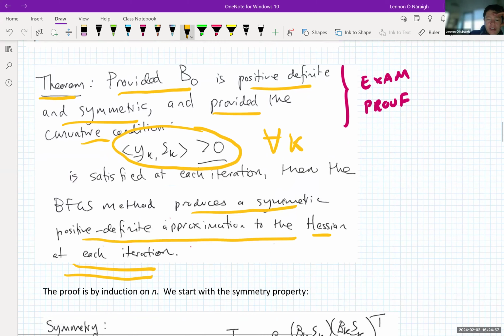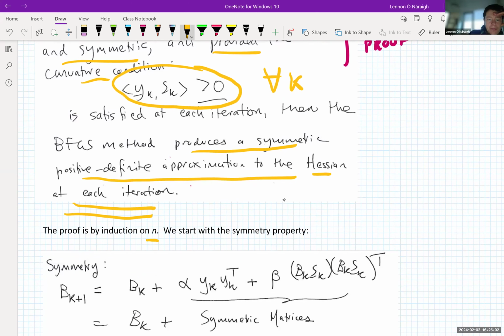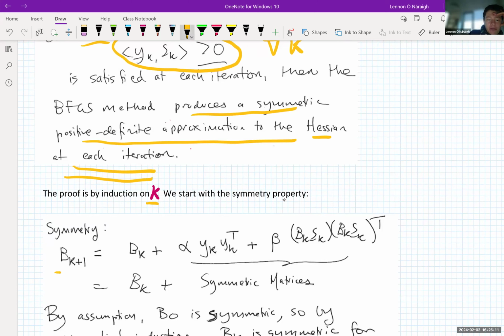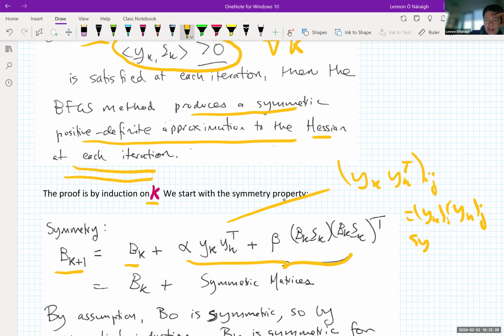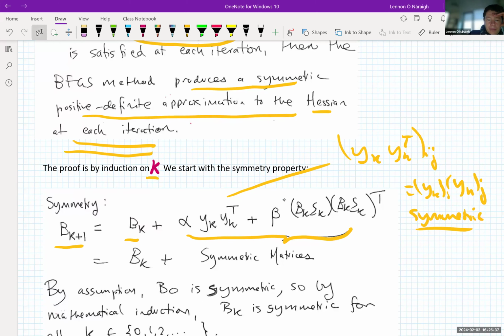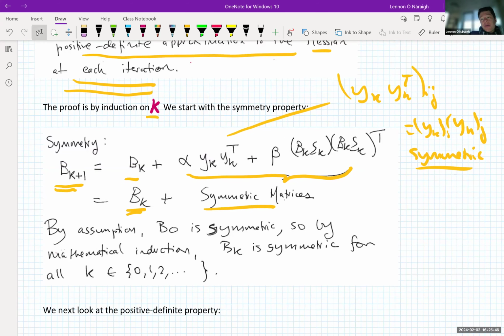The strategy here is a proof by induction on k. We start with the symmetric property, which we're going to prove. By the definition, Bk+1 is Bk plus this linear combination. For instance, the ij-th entry of yk yk transpose is yki ykj, and this is symmetric. So outer products are necessarily symmetric, and Bk+1 is built out of Bk plus symmetric matrices. So we do a proof by induction here. We start with a given B0, which is necessarily symmetric. So B1 will be B0 plus a symmetric matrix, so B1 is symmetric.